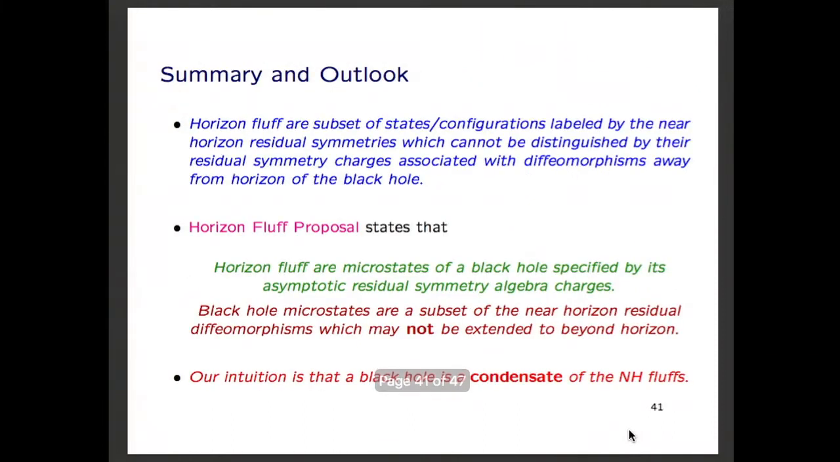Okay, so let me summarize. Basically, the horizon fluff proposal states that black hole microstates are a subset of states or configurations labeled by the near horizon residual symmetries, while they cannot be distinguished by any asymptotic observer. So that's what the microstate of a black hole should be.